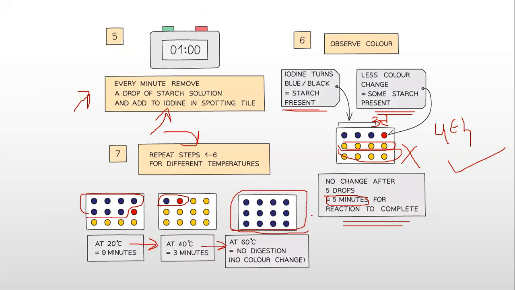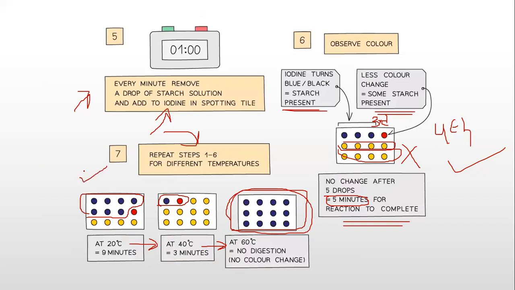Your reaction did not even complete. It remained blue black. Why? Because the amylase died. The amylase was denatured due to very high temperature. Hence, starch did not break down. Starch wasn't even broken down because the amylase enzyme you had must have denatured.